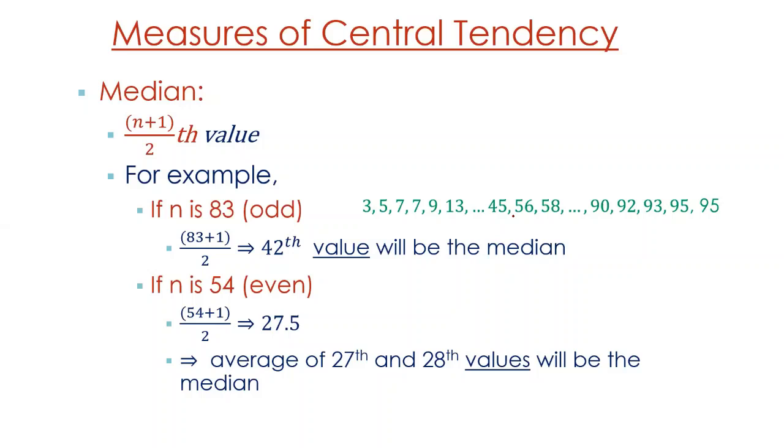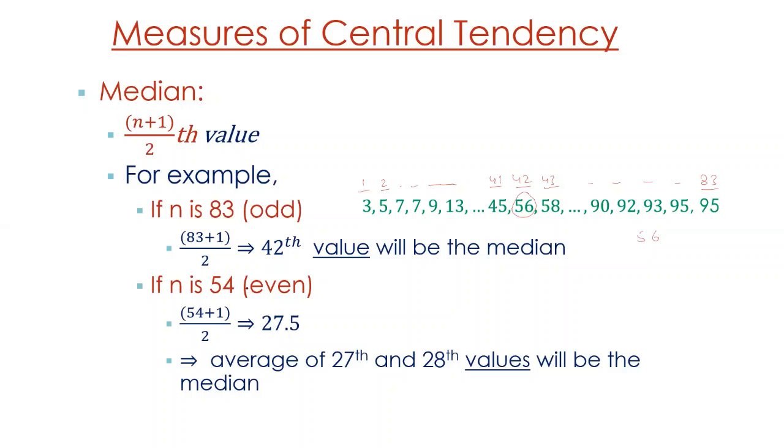So let's say you have a total of 83 numbers here. So let's say this is the first number, this is the second number, then I've skipped some numbers here. So then let's say this is the 41st, 42nd, and 43rd, and so on until the 83rd number. So the median in this case, as I figured out, has to be the 42nd value. So that is this value here. So the median in this case should be 56.